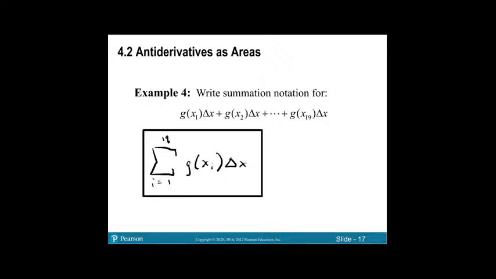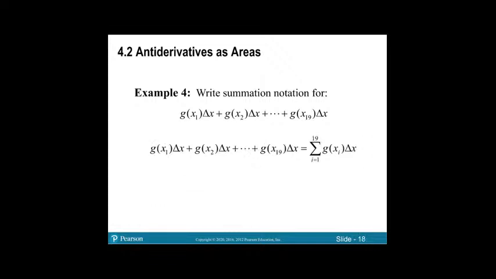Anyway, okay, I think that's what we got. As i goes from 1 to 19, g of x sub i delta x.